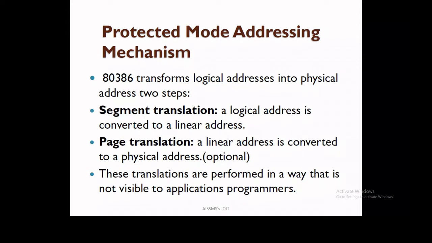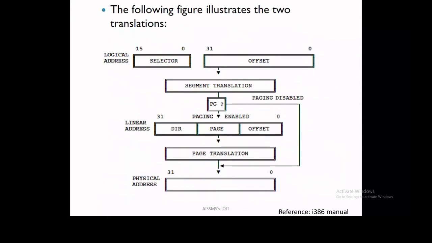This translation is not visible to application programmers like us. It is done by the processor with the help of system programs like compilers, linkers, and loaders. So that process we are going to see. This is the overall process of address translation, and these are the two translations that take place in this diagram.